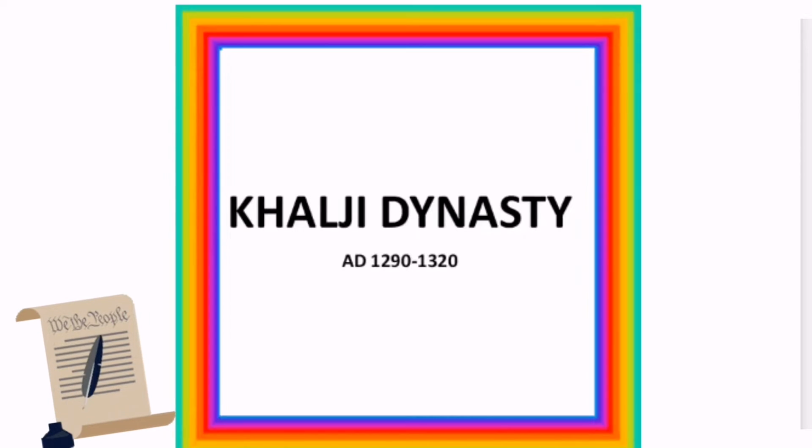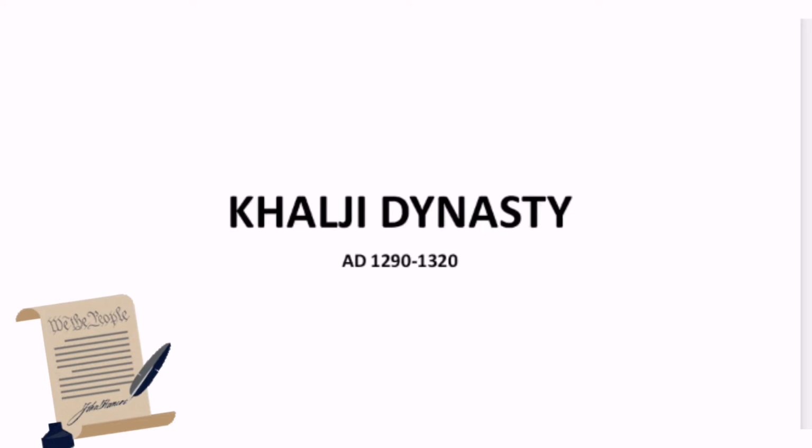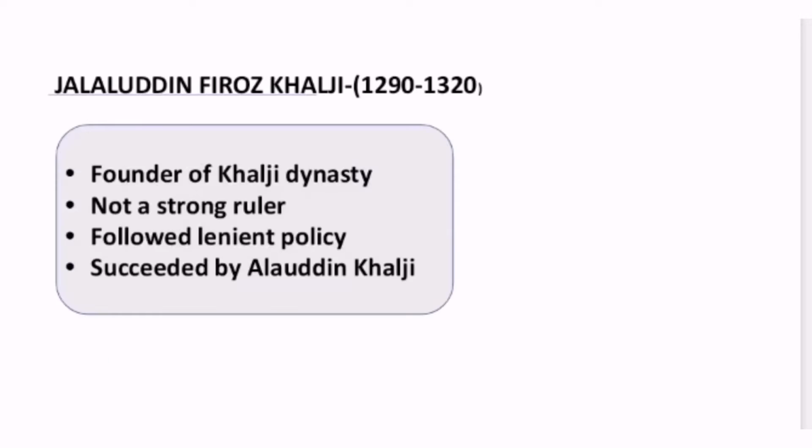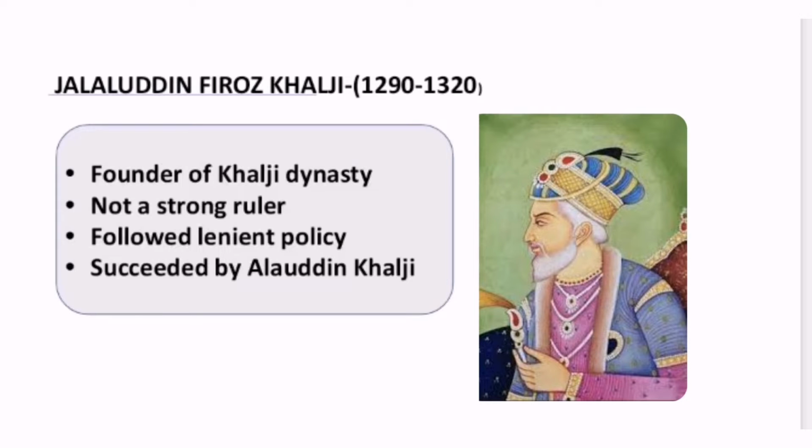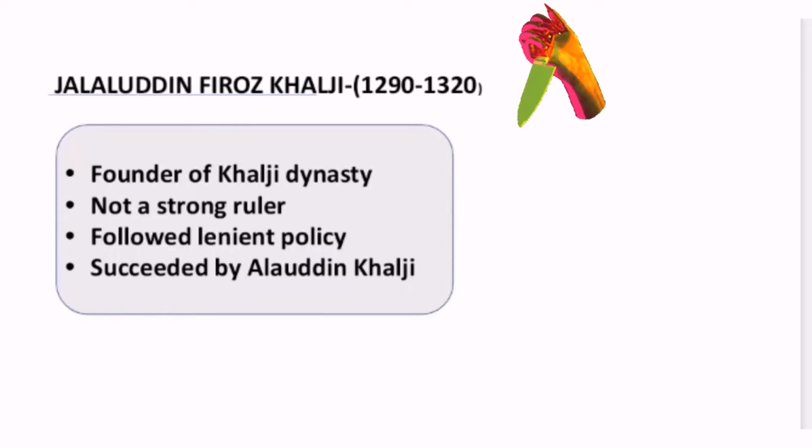Hello children, today we are discussing the Khalji Dynasty. The first ruler of the Khalji Dynasty was Jalaluddin Khalji. He was a mild-mannered and kind ruler who adopted very lenient policies. Jalaluddin was assassinated by his nephew Ali Gurshab, and after taking the throne he took on the title Alauddin Khalji.